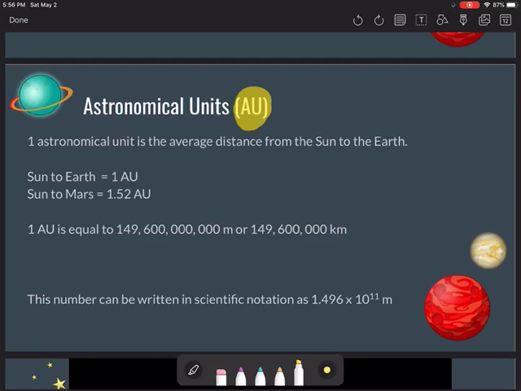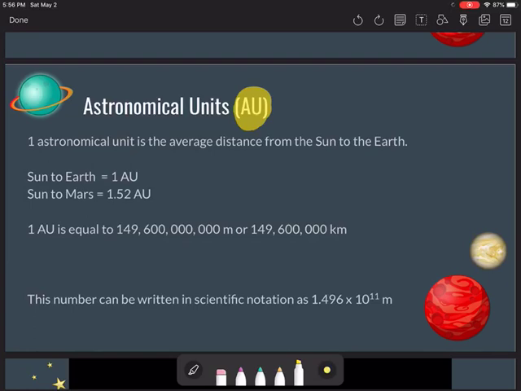And we say average distance because, as we know, the Earth is always revolving around the sun. And as it does its revolution, it's not a complete perfect circle. So sometimes it's a little bit closer to the sun, sometimes it's a little bit further. But on average, the Earth is 1 astronomical unit away from the sun. We create that as our baseline.